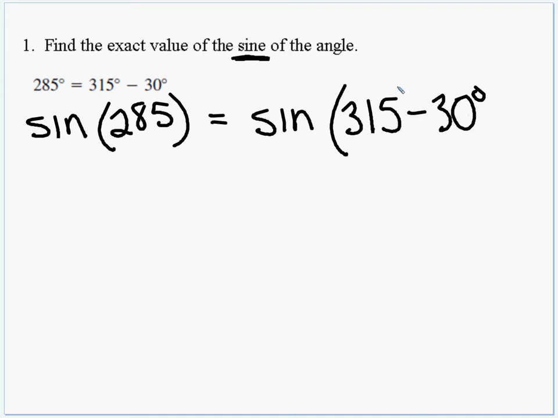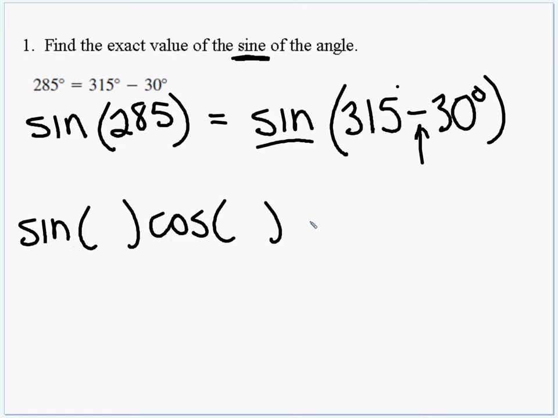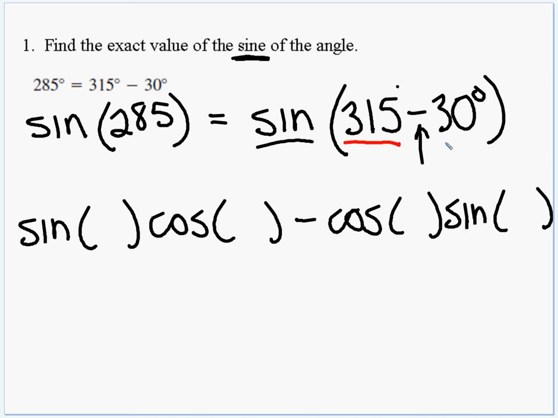Okay, so we now have this as the sine of a difference. So the pattern for sine of a difference is going to be sine times cos minus cos times sine. And I'm just writing this out with the empty parenthesis. And we drop in our angles in the order, 315 first and then 30. So this is a 315 and then a 30. And after the minus sign, we have another 315 and another 30.